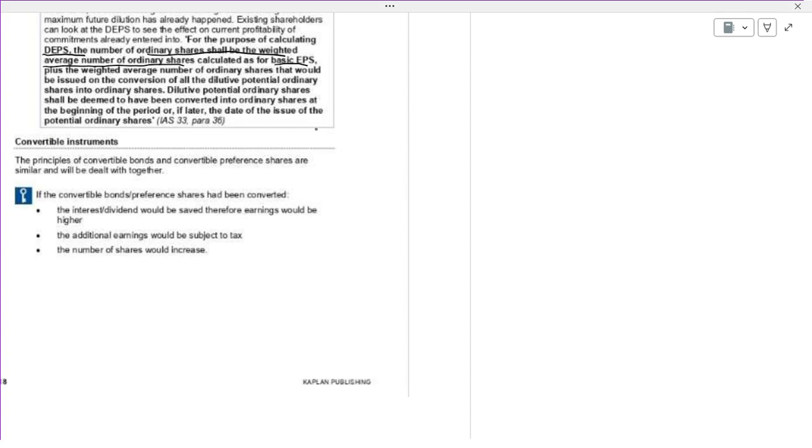The principles of convertible bonds and preference shares are similar. Okay, the interest or dividend will be saved, earnings will increase. They will have more earnings subject to tax. Okay, we have to pay tax, and the number of shares will also increase.